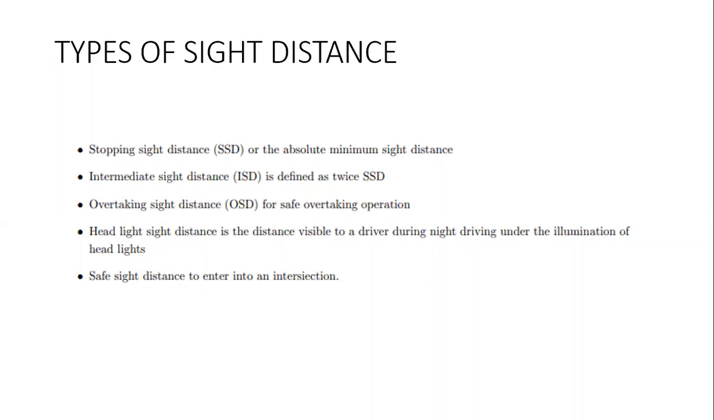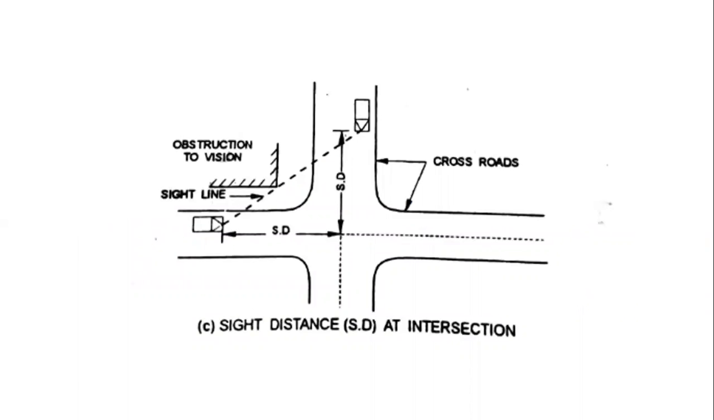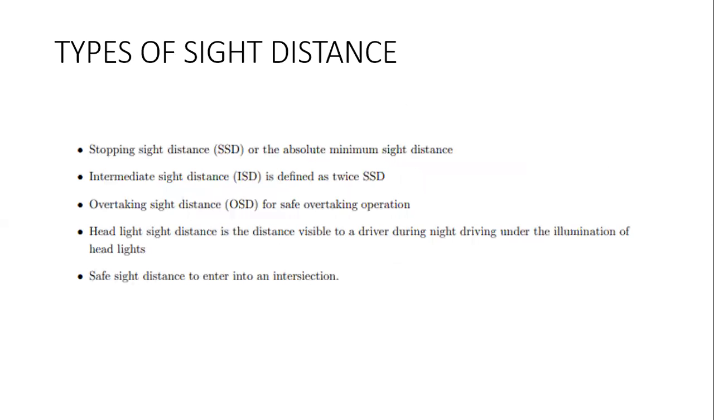Next is the side distance to enter into an intersection. We have seen that scenario, right? Here also the driver should have sufficient side distance to control the vehicle, to avoid a collision between the vehicles. That is called the side distance to enter into an intersection. So these are the major side distances: stopping side distance, overtaking side distance, and the safe side distance to enter into an intersection.